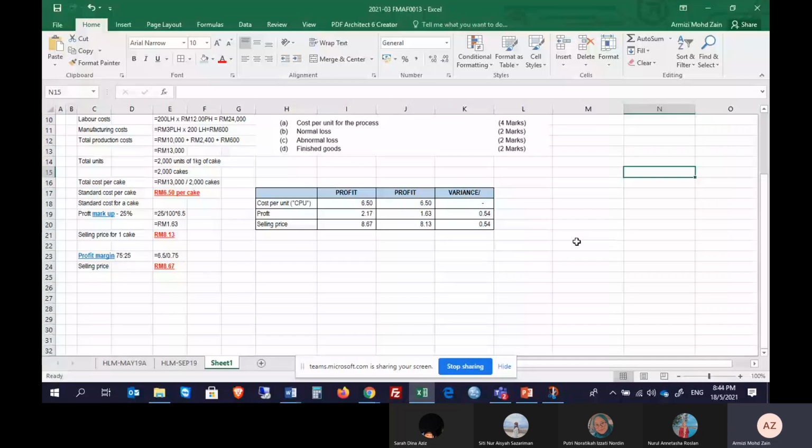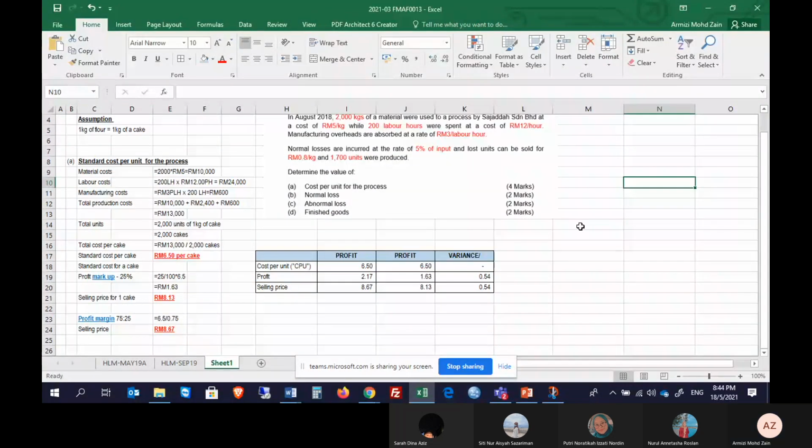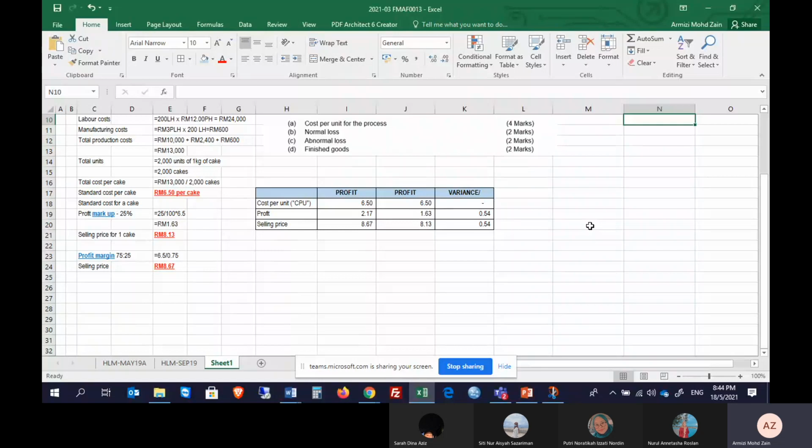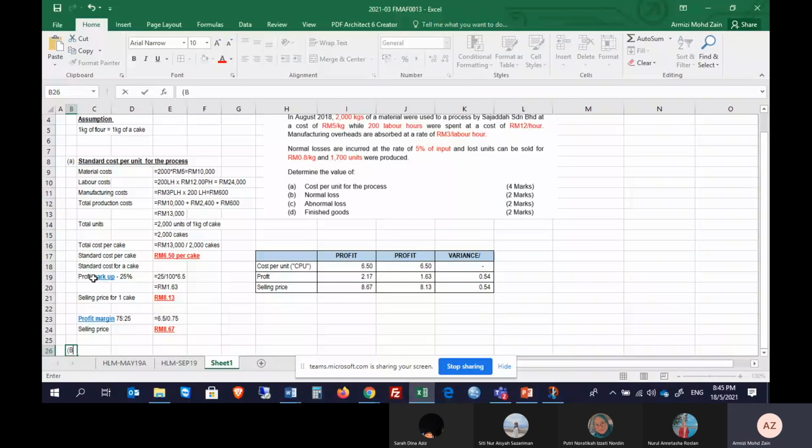Nampak tak? Tak tahu nampak ke tidak. Tapi saya nampak lah. Okay, 6,5. Yang ni, tak ni semua. Okay. Now we go to step number 2.